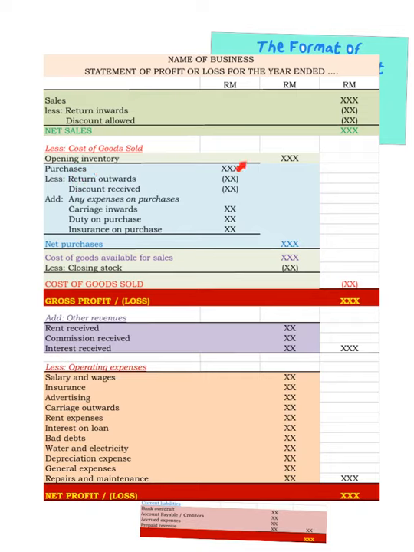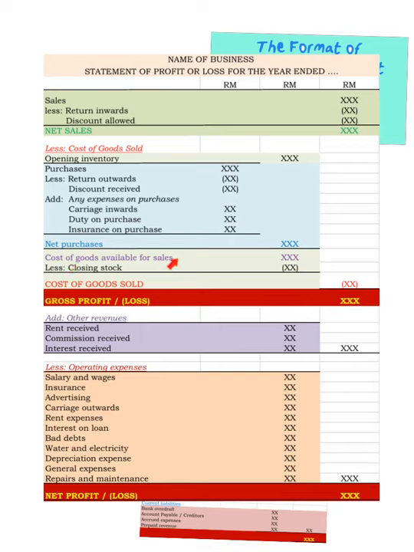Okay, so you get purchase minus with written outwards, discount allowed. You add with this kind of expenses and then you will get one figure which is what we call the net purchases. So net purchases here is the amount that you are going to add to the opening inventory that you already have ready right here, remember? Okay, so opening inventory plus with net purchases, then you're going to have one figure here. This is what we call cost of goods available for sales.